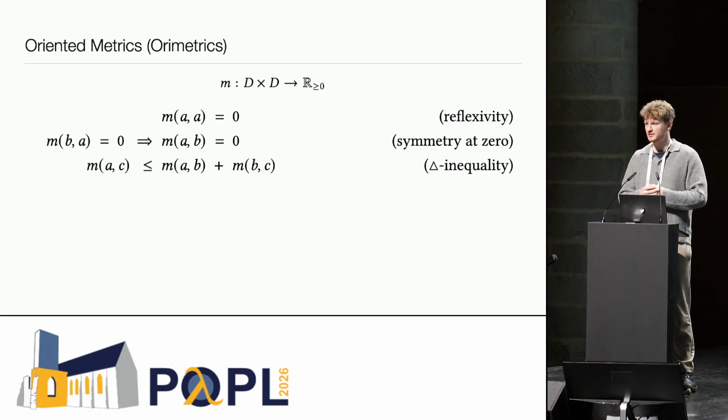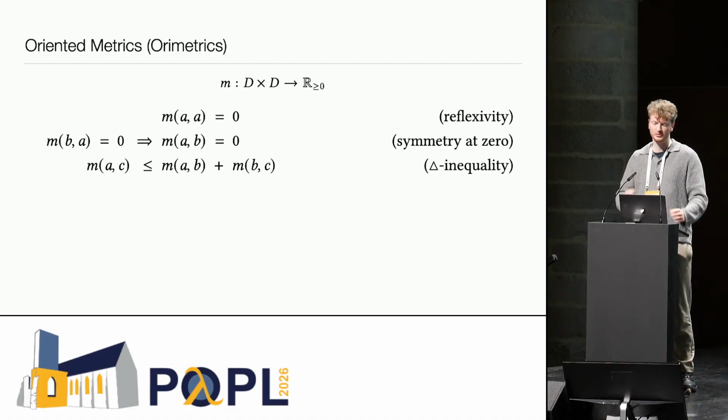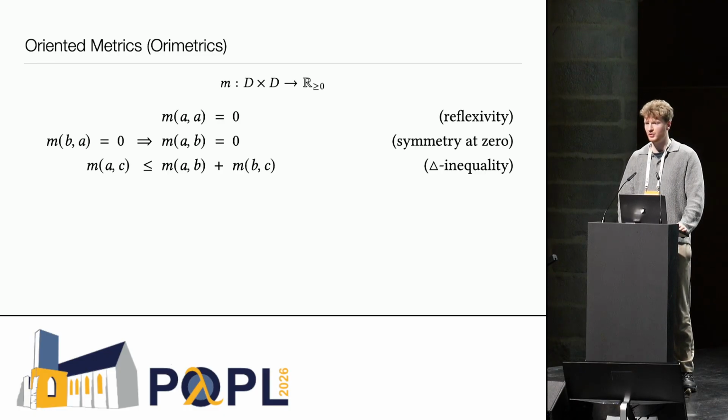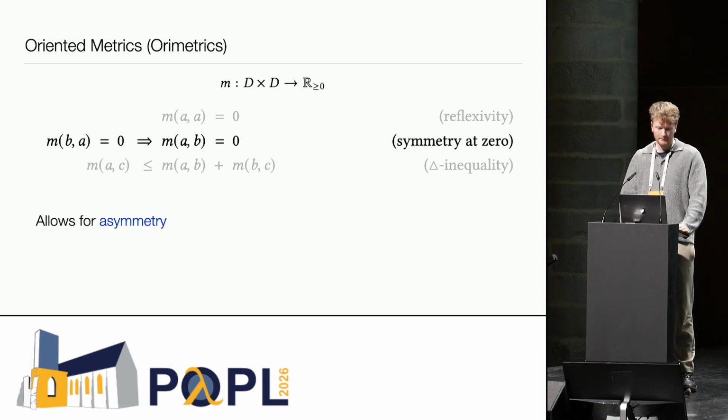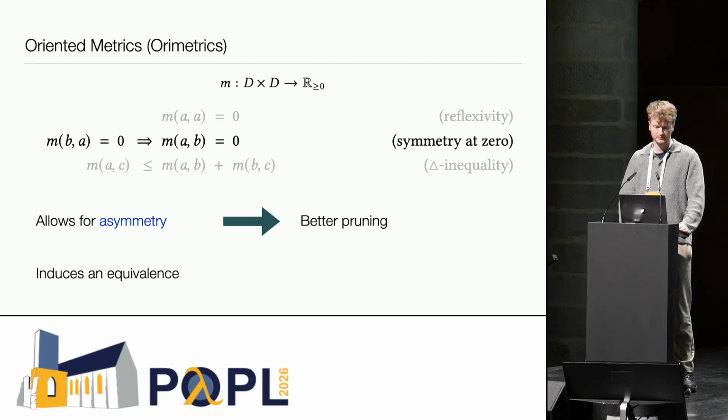The second one is that we are symmetric at 0. So if we have the distance from B to A of 0, then the distance of A to B should also be 0. The last thing we have is the triangle inequality. Now let's focus on this middle part here, the symmetry at 0. This allows us to be asymmetric. We only need to be symmetric at 0, but everywhere else we can allow for asymmetry. And we will see later that this results in better pruning.